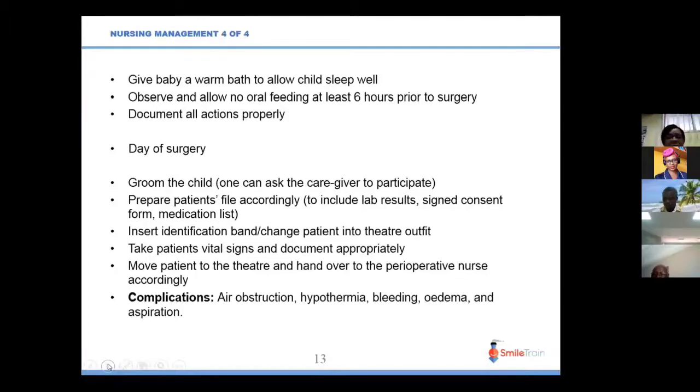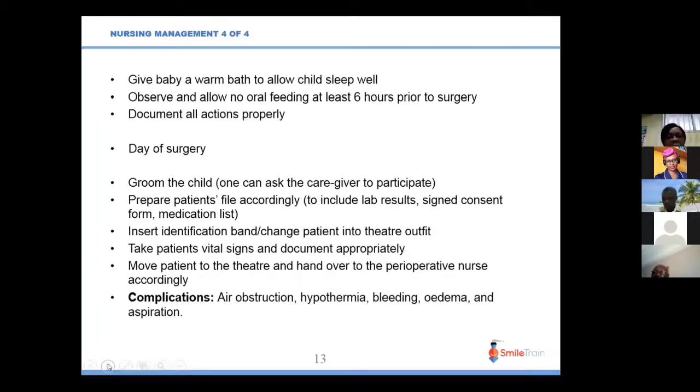A day of surgery. The day of surgery, you encourage the mother, groom the child, allow the mother to participate, bath the child, and not to put any cream or whatever. But it's true that this surgery is on the face. There is no shaving. Like other surgeries, you shave, but here you don't shave. More so it is a child, so the hairs are not there. You prepare this patient file accordingly. There are things you must not omit: the lab results, the consent form, the drugs, if written, to be taken to theater. These things, you go with it.